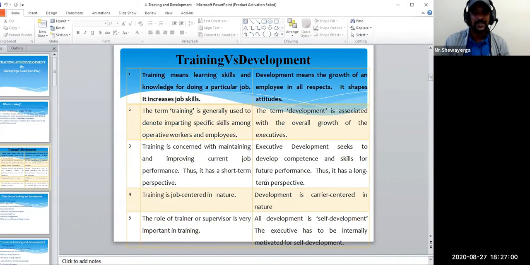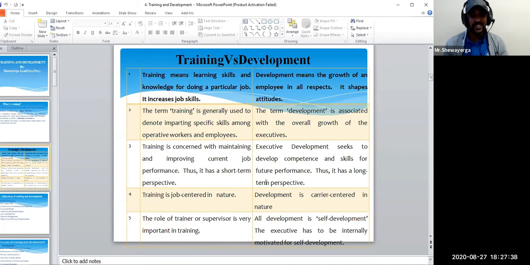So because of that, training is a short term perspective and development is a long term perspective, like short sight and long sight. Another difference between the two is that training is job-centered in nature, but development is career-centered in nature because it is overall development, overall change, overall improvement, even if that is attitudinal change. So training is job-centered, development is career-centered.